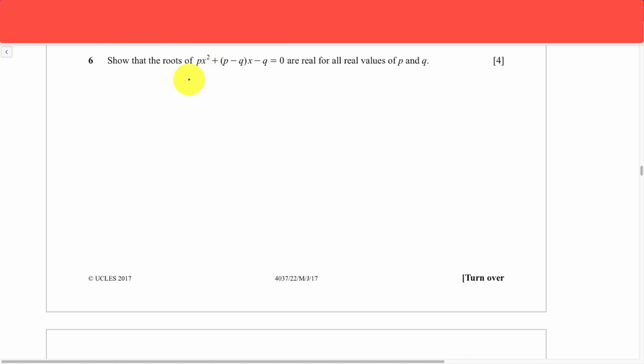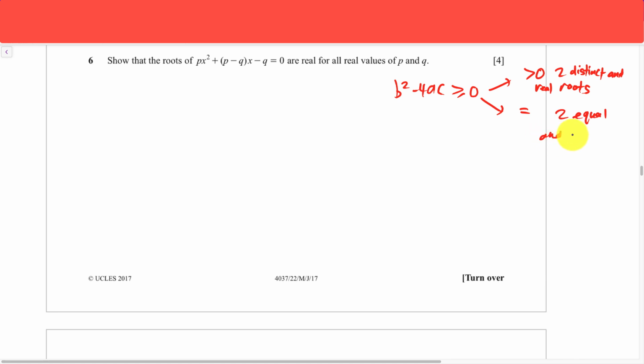Okay, show that the roots of px squared plus (p minus q)x minus q are real for all real values of p and q. So we know basically in order to get real roots, b squared minus 4ac needs to be bigger than or equal to 0. This is the logic to get real roots, because if it is bigger than 0, we have 2 distinct roots, meaning 2 different roots. If it is equal to 0, you have 2 equal and real roots.